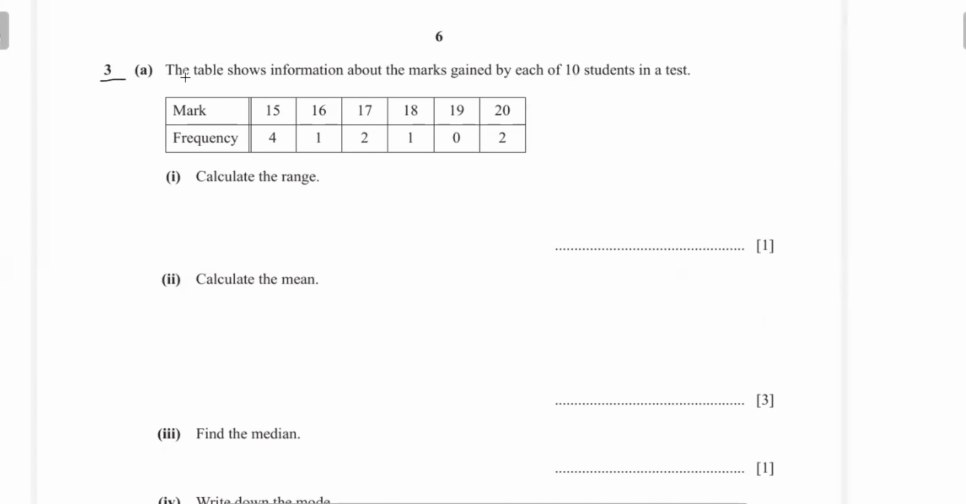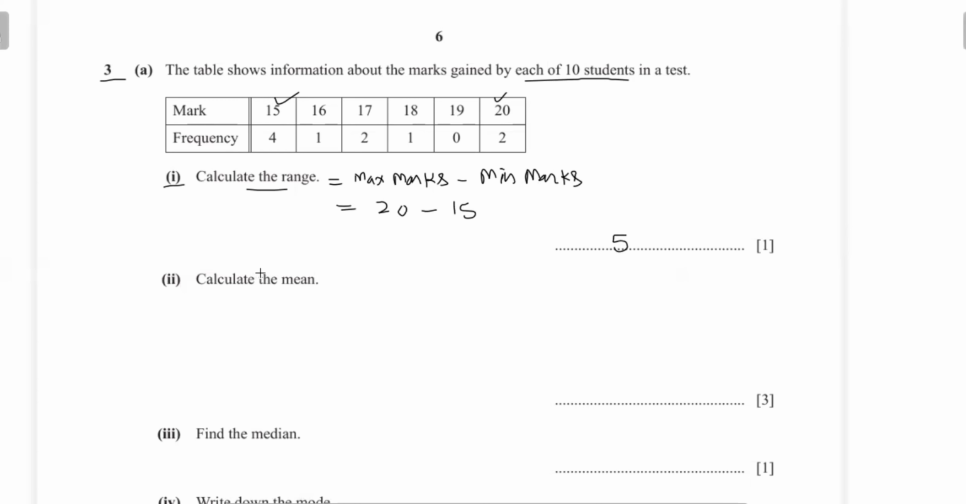Question number 3, part A. The table shows information about the marks gained by each of 10 students in a test. Part first, calculate the range. You know the range is the difference between the maximum and the minimum value. You see here the maximum mark is 20 and the minimum mark is 15. Therefore, we write the difference, maximum marks minus minimum marks, 20 minus 15. Therefore, 5 is the range value.